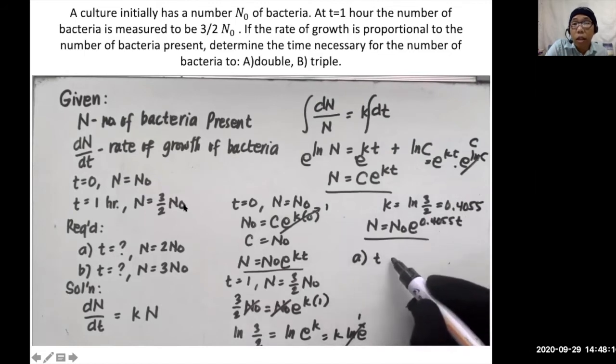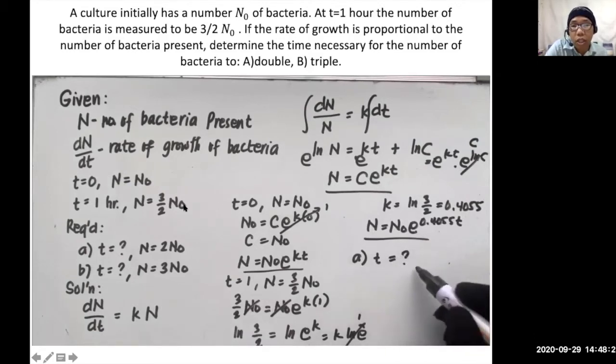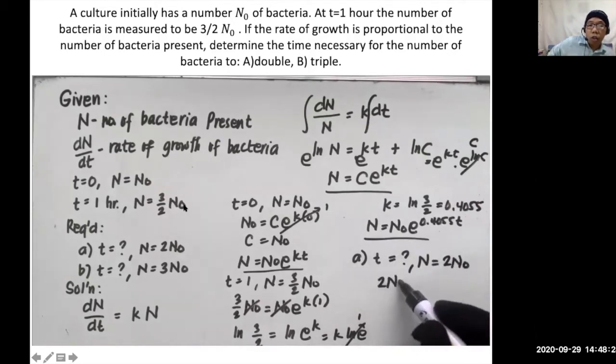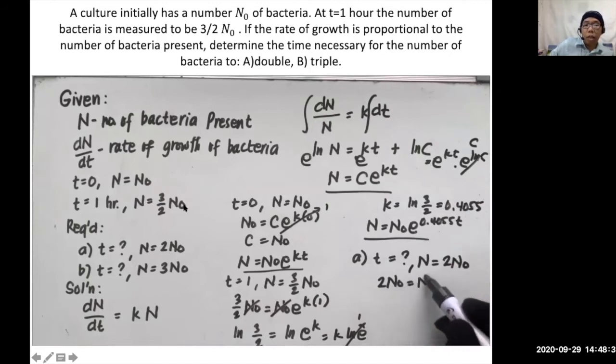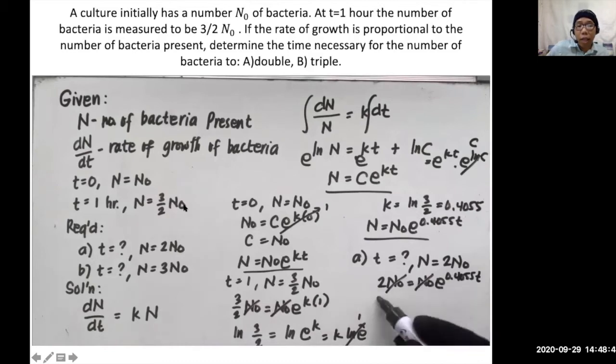Now we determine the value of the time at which the number of bacteria will double, or 2 times the initial, or 2 times n sub 0. So we use this solution n equal to n sub 0, and plug it in there. The value of n, which is 2 times n sub 0, equals n sub 0 e raised to 0.4055 times t. Now we can cancel n sub 0. And then we take the ln of both sides of the equation. So we have ln of 2 equal to ln of e.